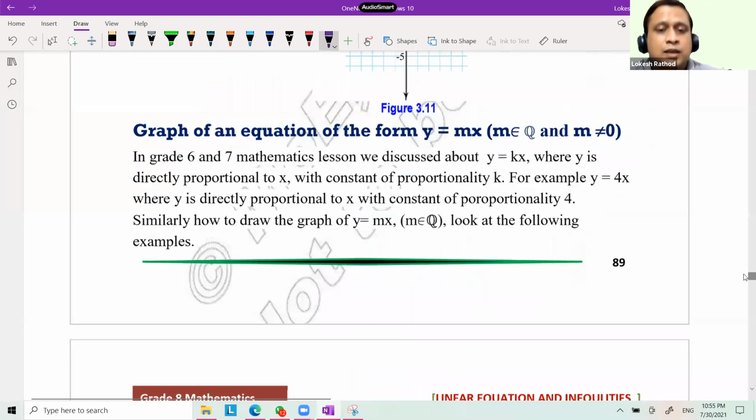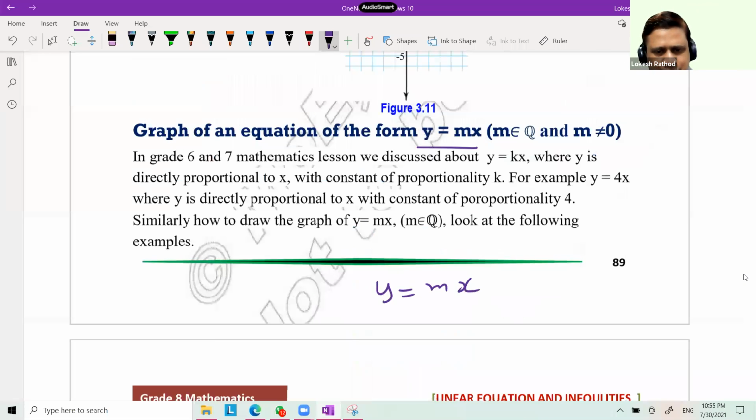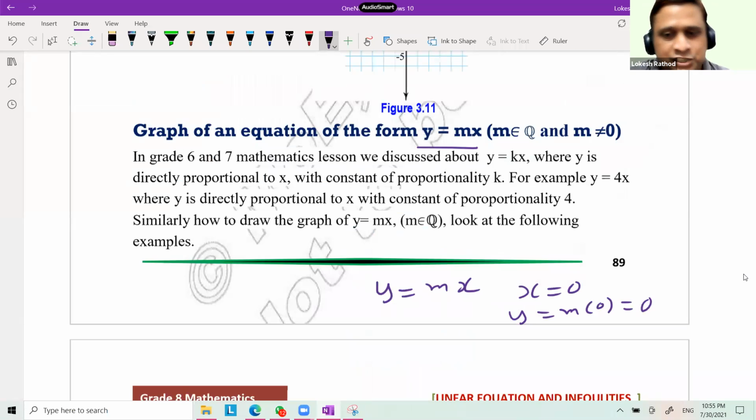Now, graph of the line of the form y equal to mx. In the line y equal to mx, if you put x equal to 0, what will be the value of y? y equal to m times 0, which means y equal to mx will always pass through the origin. Is it clear?